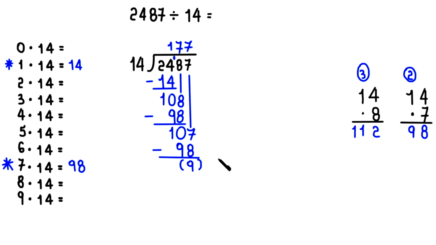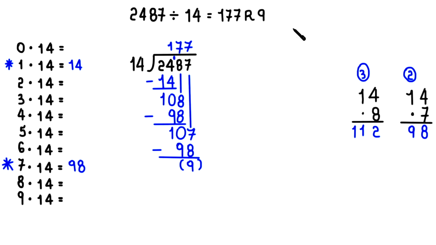Do you still remember how we write the answer? We write it like this. 177 is the quotient. And then you put a little r here, right? Because you will write the remainder, right? And it is 9.